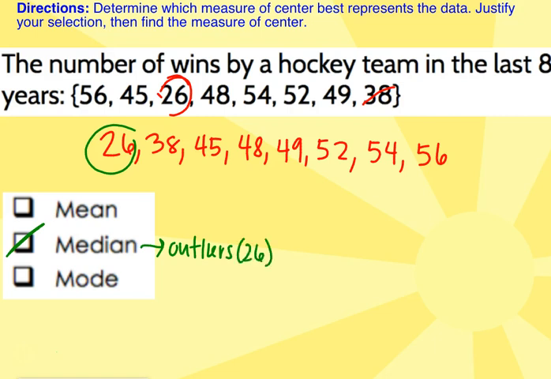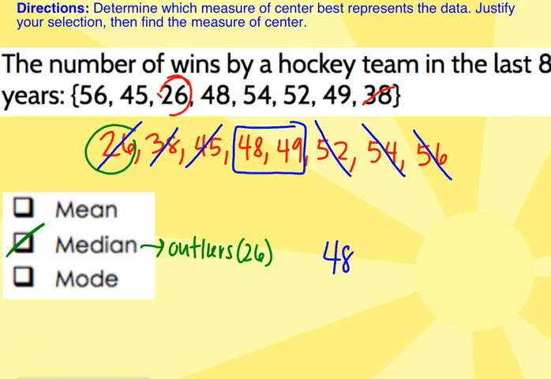So now we go through, what is our median? That's where we go from our middle value. So I'm going to cross them off. 26 goes with 56, 38 with 54, 45 with 52. So what value is between 48 and 49? 48.5. So 48.5 is the best number that represents this data.